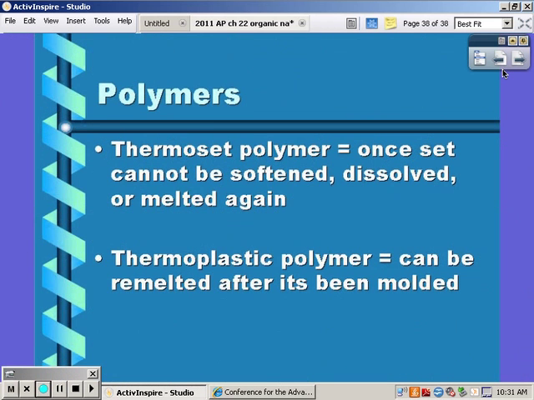Two types of polymers you need to know are thermoset and thermoplastic. Thermoset, once it's set, it cannot be softened, dissolved, or melted again, while thermoplastic polymers can be remelted after they've been molded.